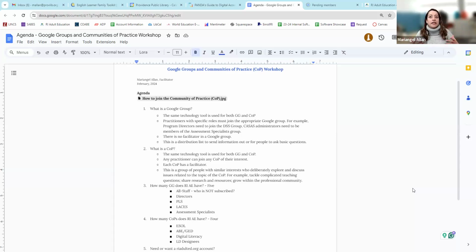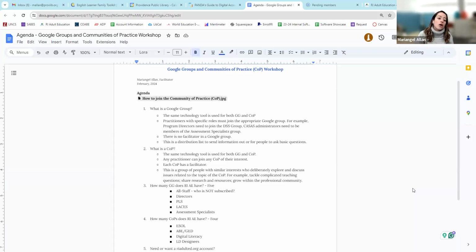Obviously now they are different, and the difference is what we are using it for and how we are managing COPs or Google groups. So for example, with Google groups, practitioners have specific roles, right? And then they would join an appropriate Google group according to that role that they have. For example, if you are a program director, you should be part of the directors group or the DSS group. If you are the CASAS administrator at your program, then you need to be part of the assessment specialist Google group.